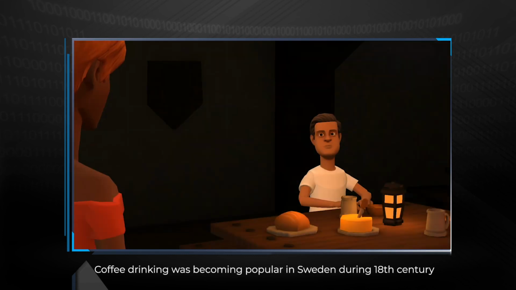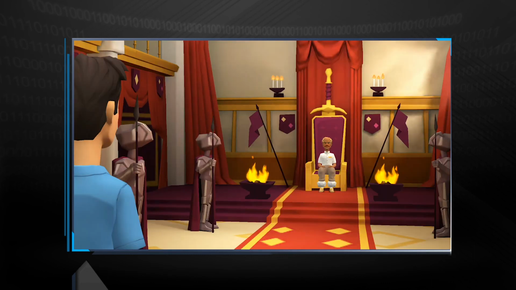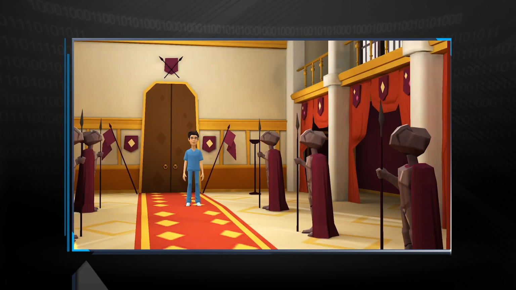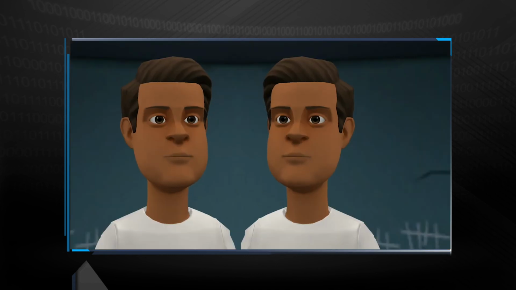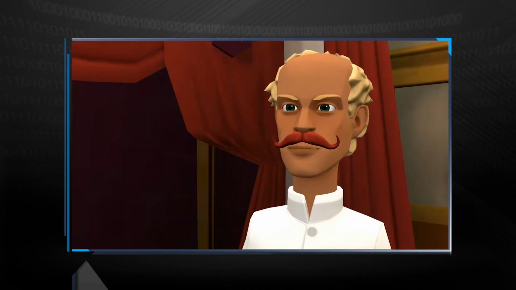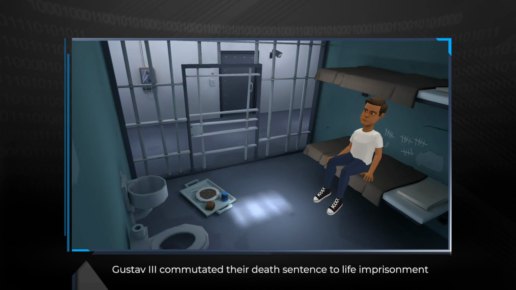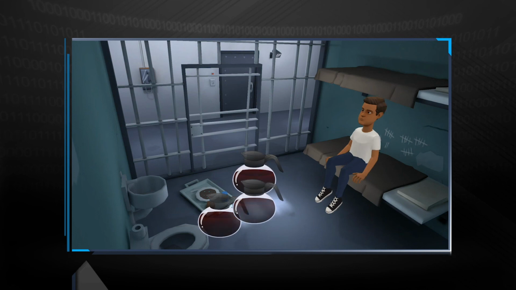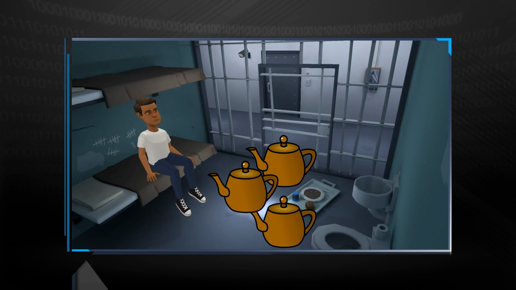Coffee drinking was becoming popular in Sweden during the 18th century despite a ban. King Gustav wanted to demonstrate the health hazards of coffee using an experiment. Luckily for him, a pair of identical twins convicted of murder were scheduled for execution at the same time. Gustav wanted to use them for his coffee experiment. Gustav commuted the death sentence to life imprisonment under the condition that one of them must drink 3 pots of coffee every day and the other 3 pots of tea.